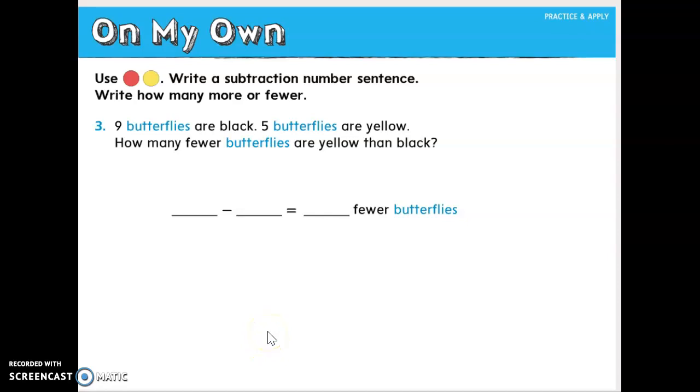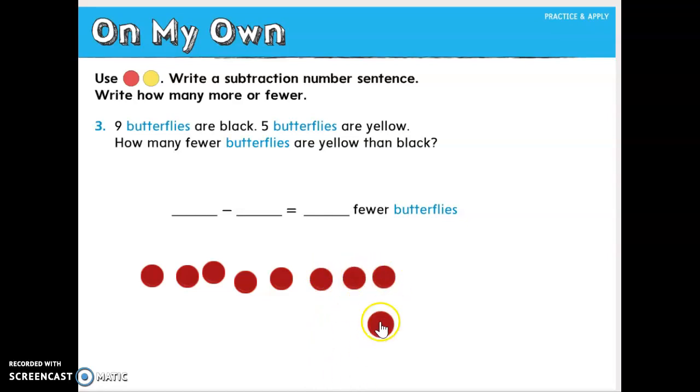All right, so number 3 says 9 butterflies are black. And I've only got red dots, so we're going to put our red dots out here to pretend that these are the 9. 4, 5, 6, 7, 8, 9. And then it says 5 butterflies. So I'm going to make the yellow ones be the butterflies. 1, 2, 3, 4, and 5. And if you line them up like that, that really helps, doesn't it? So we can actually visualize.